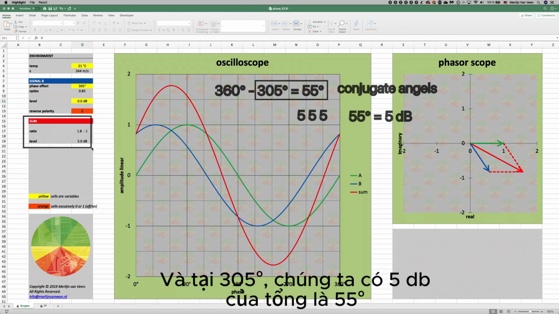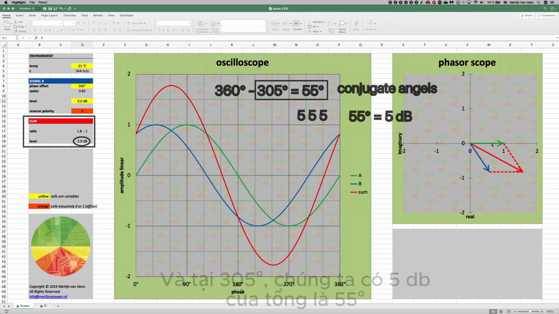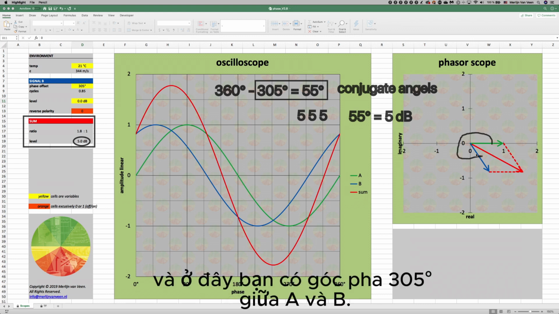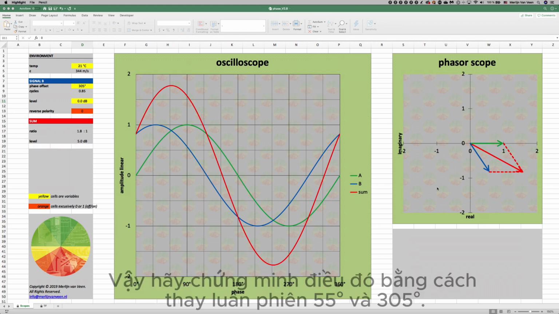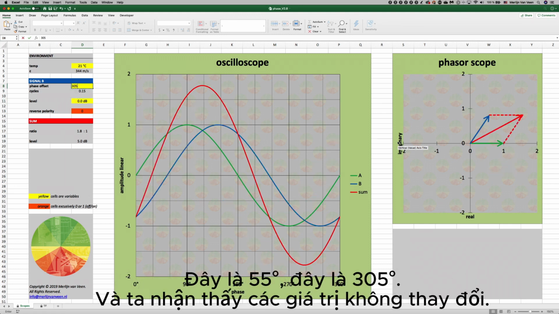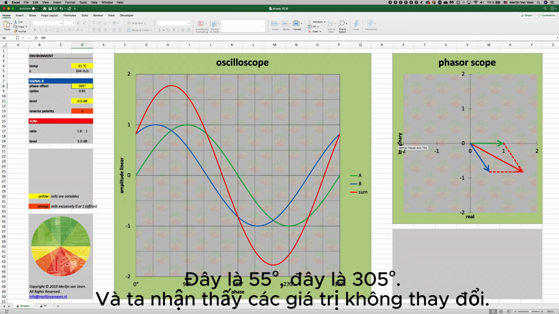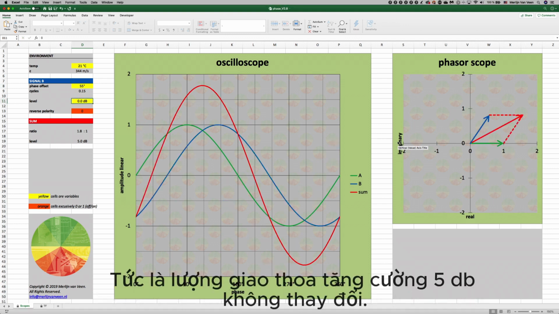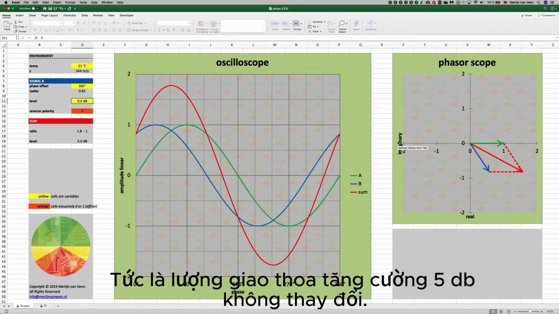And look over here, lo and behold, at 305 we get the same 5 decibels of summation as at 55 degrees. And here you have the 305 degrees of phase angle between A and B. So let's prove that by alternating between 55 and 305. This is 55, this is 305, and the values do not change. That is to say, the amount of constructive interference, 5 decibels, does not change.